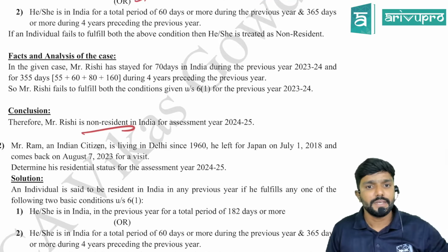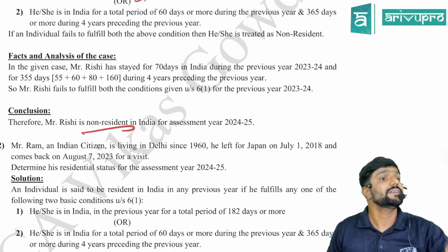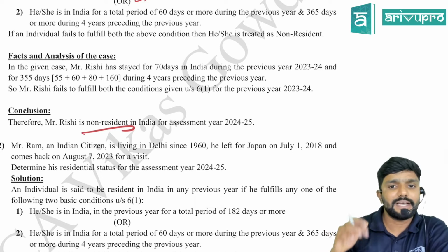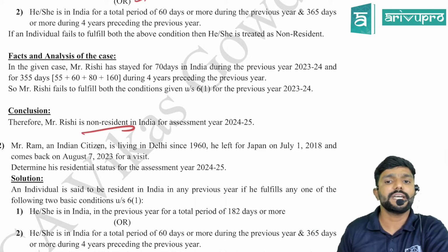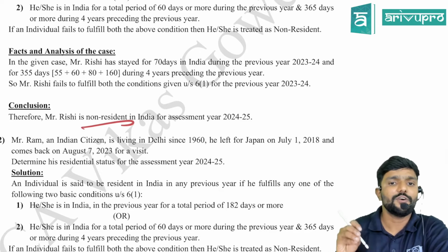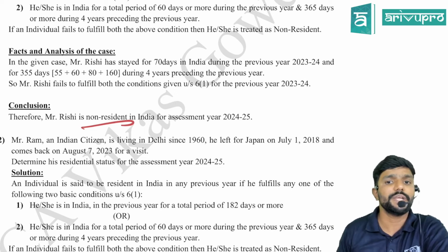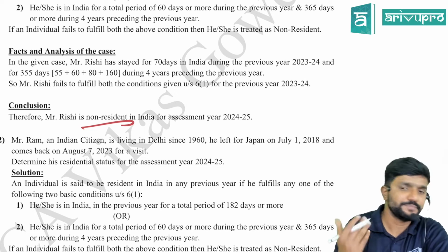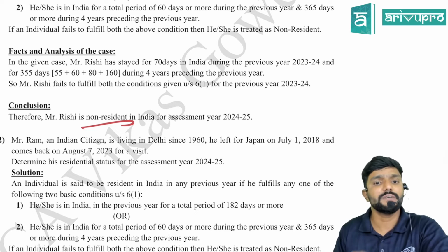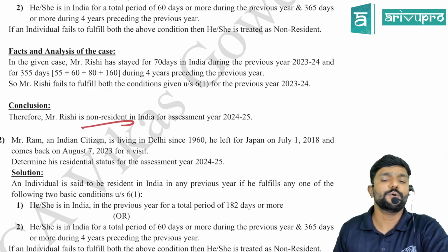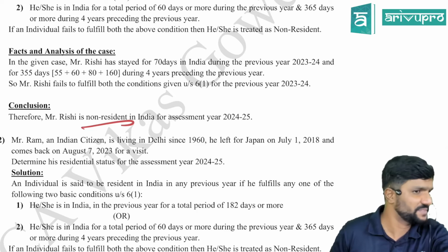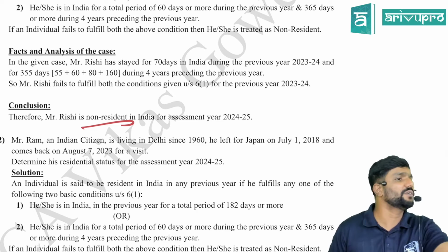Look at this. In the given case. Which case? In the given case means the question. Mr. Rishi has stayed for 70 days in India during the previous year and for 355 days during 4 years preceding the previous year. What is it? Fact. So Mr. Rishi fails to fulfill both the conditions given under section 6.1 for the previous year 23-24. What is it? Your analysis.